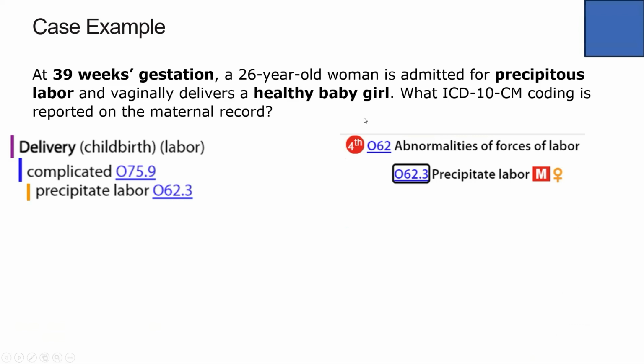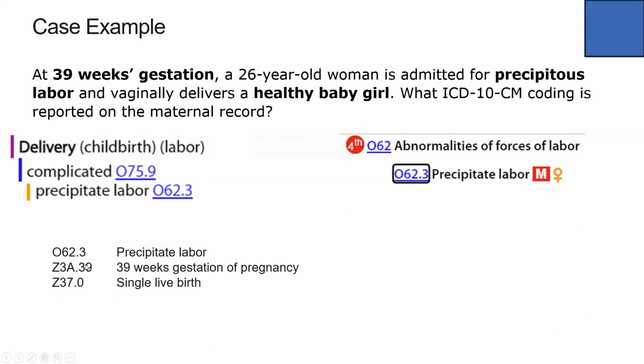We don't see any other types of complications documented in this chart. So that's going to be it. That's going to be our codes. We're going to have our precipitous labor of O62.3. We're going to have Z3A.39 to capture our 39 weeks gestation of pregnancy. And then we're going to have our single live birth, which is Z37.0.